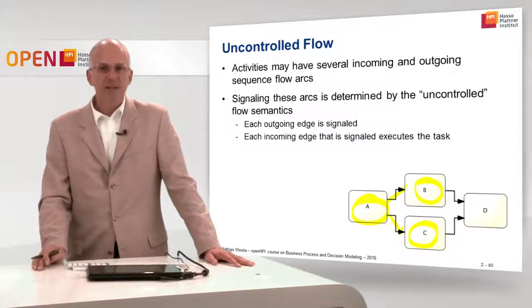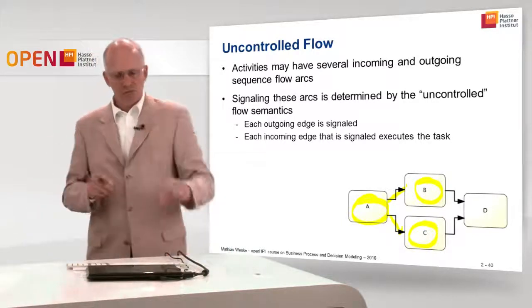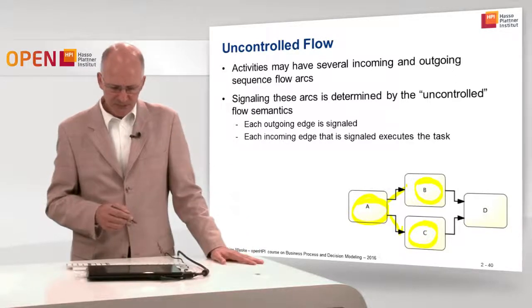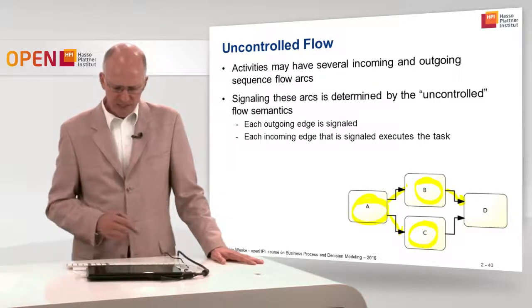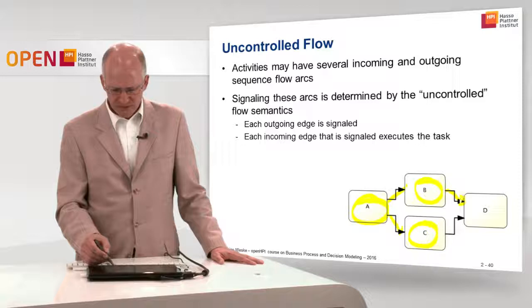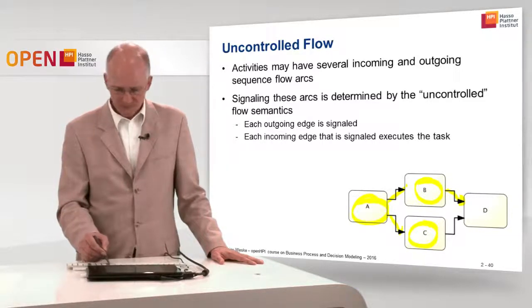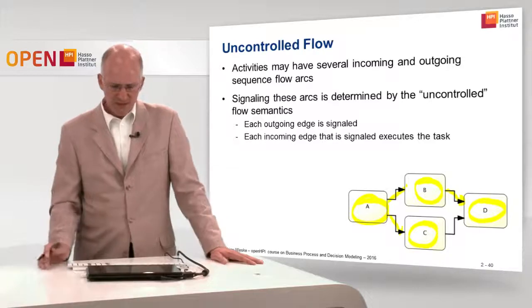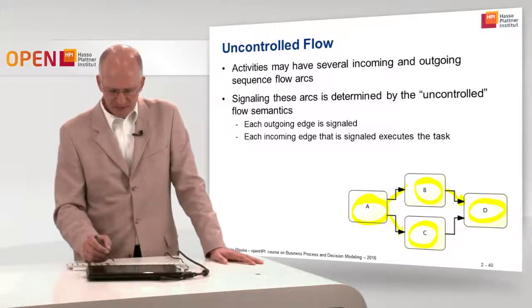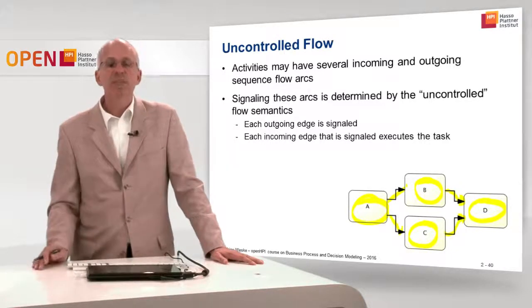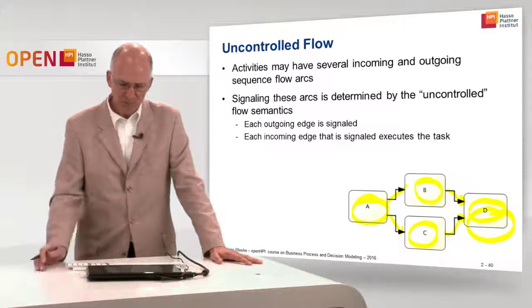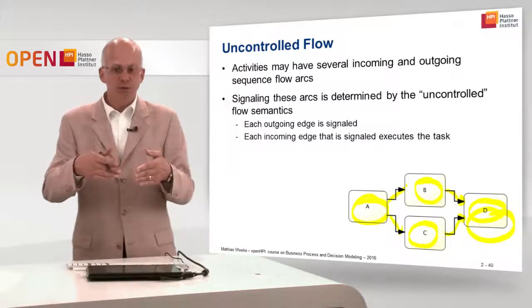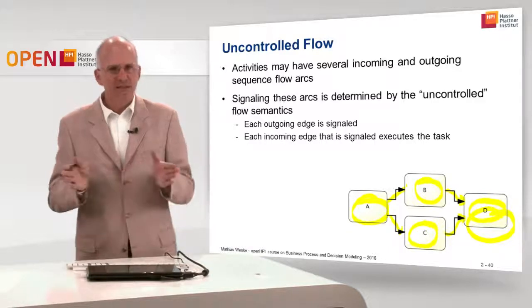So actually what we see here is an AND split, right? After A is executed, the two outgoing edges are signaled. Now what happens after B terminates? After B terminates, this edge is signaled. What happens to D? Well, D finds an incoming edge that is signaled, so D executes. At that point, or a bit later, C terminates, that edge is signaled, and what happens? D is executed again. So D is executed two times in this process. Why? Because the join of the uncontrolled flow is actually an XOR join, and the split is an AND split.